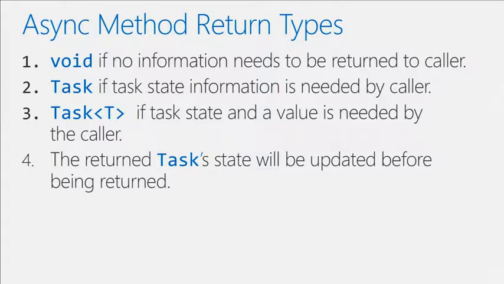On the other hand, if you need state information and some kind of return value that is the result of the asynchronous operation, then you return a task with a result property of the parametric type T. And the returned task's state will be updated before being returned, so you don't have to do anything. You can just simply return the task, and you'll see that coming up in a few slides. It's very, very simple. The asynchronicity in Windows 8 is very easy to implement and takes care of a lot of the details for you.